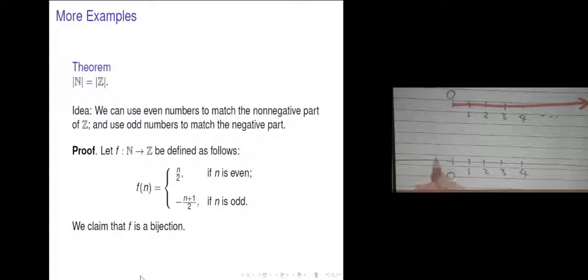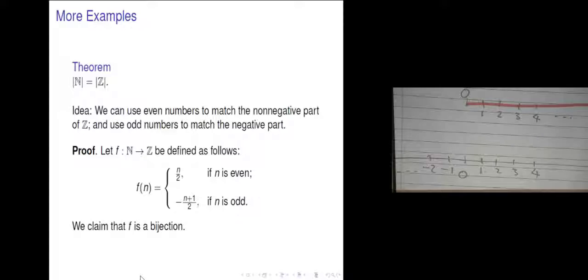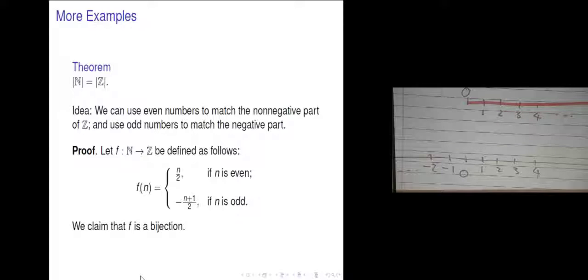And you also have -1, -2, etc. So now what is the f? I'm going to use 0 map to 0, 2 maps to 1, 4 maps to 2, 6 will go to 3. So I'll use even numbers to cover the positive side of Z. Now, these odd numbers, I'm going to settle the negative part of Z.